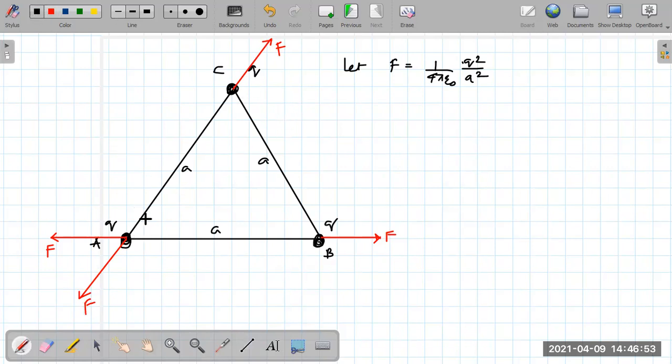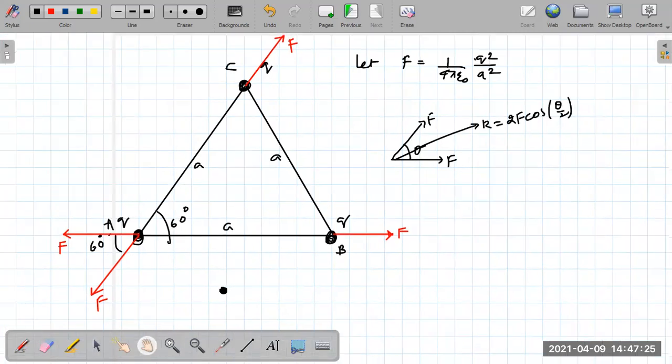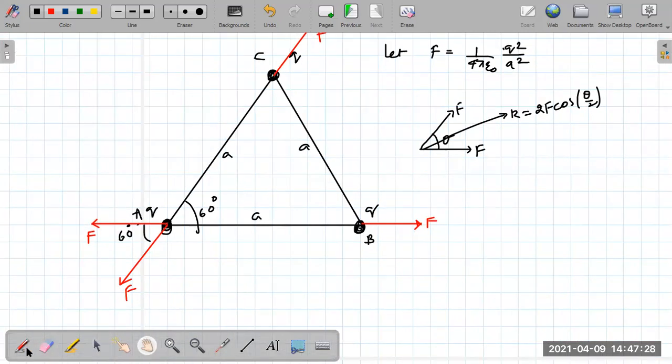And what's the angle over here? This angle is 60 degrees. Now, do you remember the result that if we have F and F, making an angle theta, then the resultant is given as 2F cos theta by 2? Remember this logic? Oh yes, it was there in kinematics.